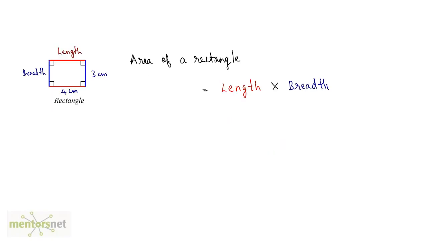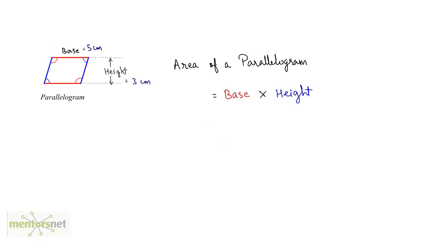Let us move on to a rectangle. So the area of a rectangle is just the product of its length and breadth. So the area of this rectangle given here will be 3 times 4, right? So it will be 3 4s are 12 square centimeter. This one's also easy. Let us move on to a parallelogram.